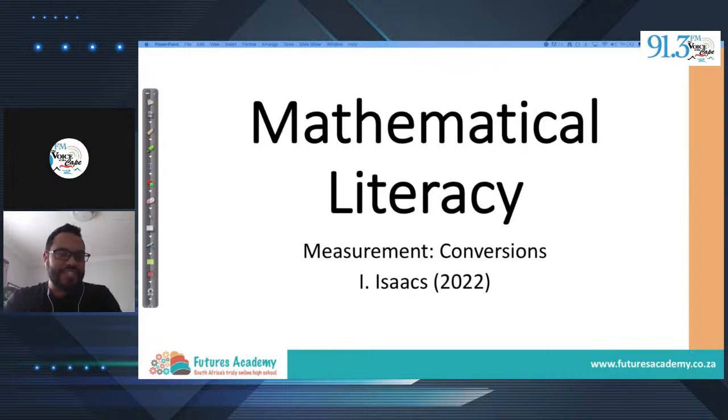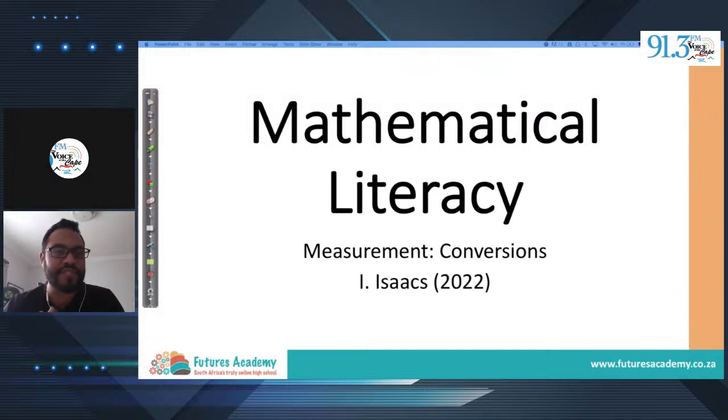As Qanita has mentioned, today is all about mathematical literacy. We're tackling the topic of measurement and conversions. Quite interesting. I'm actually the maths and physics head of department at Futures Academy, and not the maths literacy head, but I just fell in love with the subject last week.